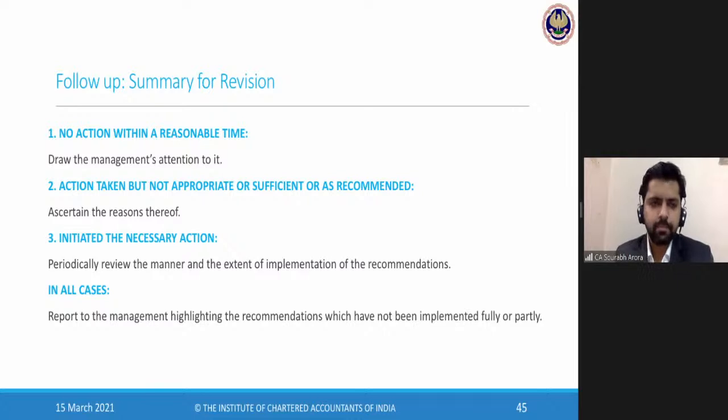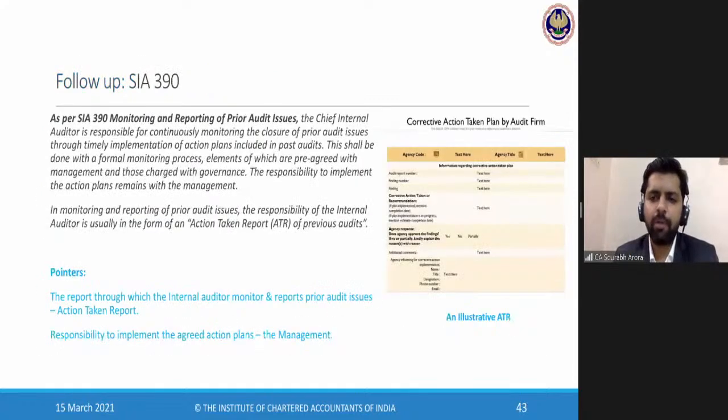So if a question comes asking you to give a short note on the follow-up of the internal audit, you should mention Standard on Internal Audit 390. And this is what the provision says. You don't need to copy the standard word for word. You can just explain the provision using the key terms, and then you can write this summary as well, and then you can give some example and maybe a format of this action taken report.